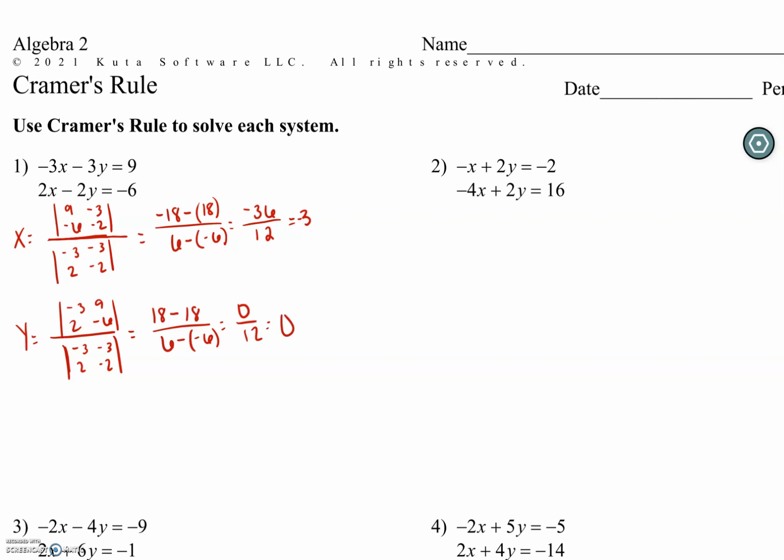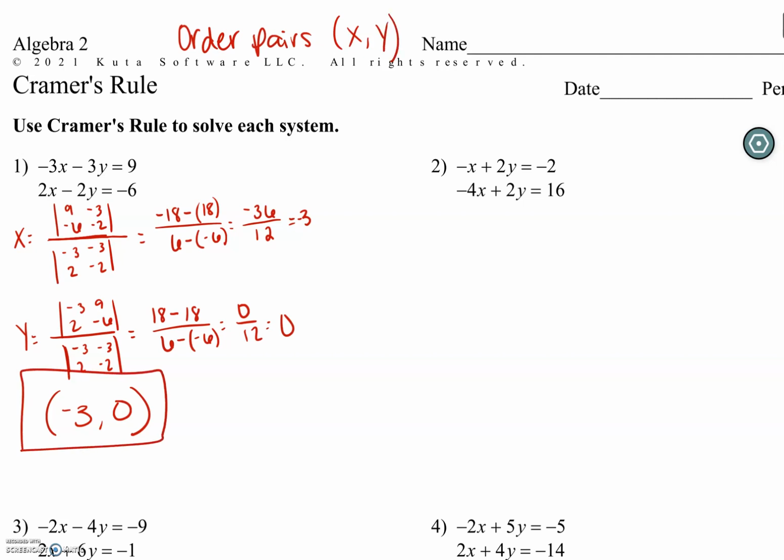Solutions to systems are always ordered pairs because we're looking to find out where these lines cross, where they meet, what the solution to both equations is. So our solution is -3, 0, because our x value is -3, our y value is 0. Ordered pairs, just a reminder, are always written x and then y. So that is the solution. Your solution should be written as ordered pairs.